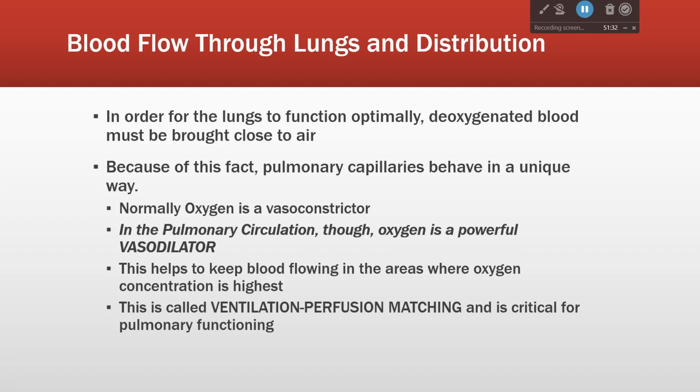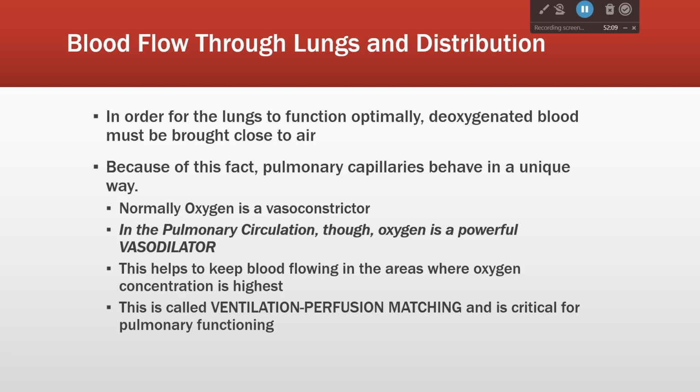I drilled into your heads that when a capillary has too much oxygen, it will constrict, right? Well, in the lungs, it's opposite. Normally, oxygen is a vasoconstrictor. In the pulmonary circulation, oxygen is a powerful vasodilator. Now, this makes perfect sense if you remember that we want to put blood where the air is.